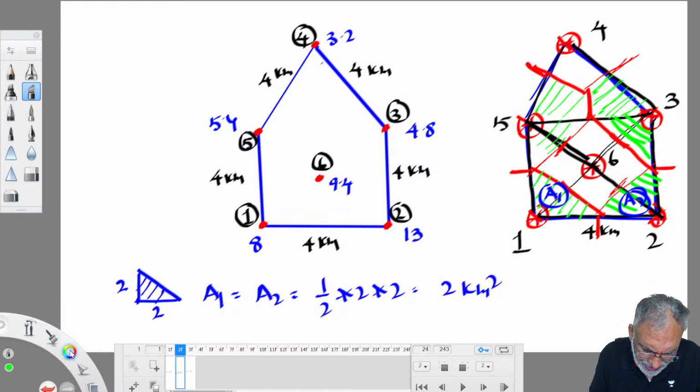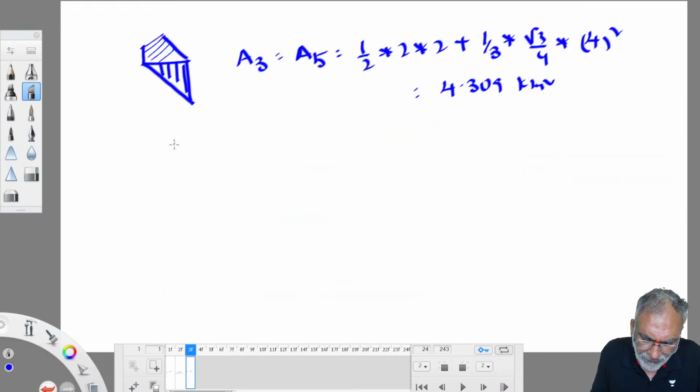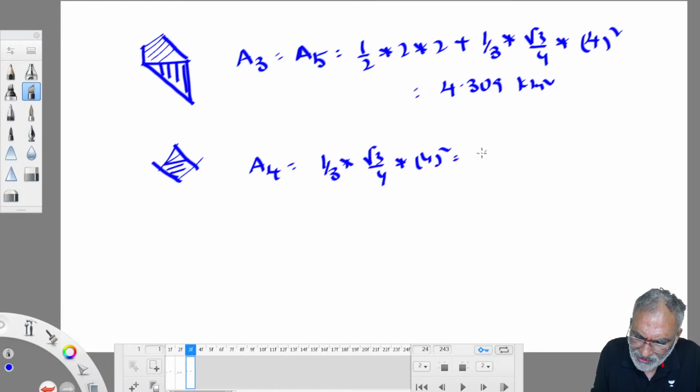So this is A3 and A5, of root 3 by 4 A square, it is like this, after drawing bisectors and all. So A4 is equal to 1/3 of root 3 by 4 A square, which is equal to 2.309 kilometers square. Then what is left with you?